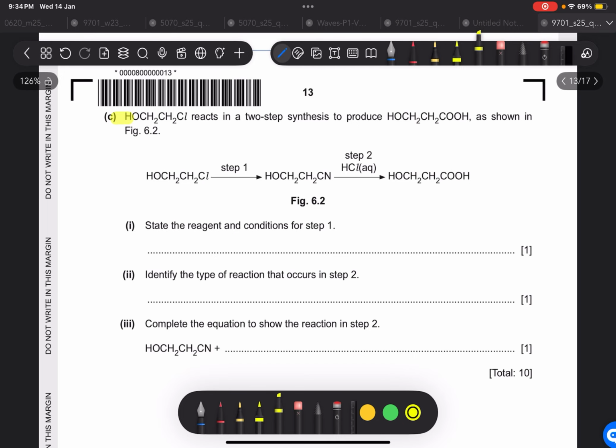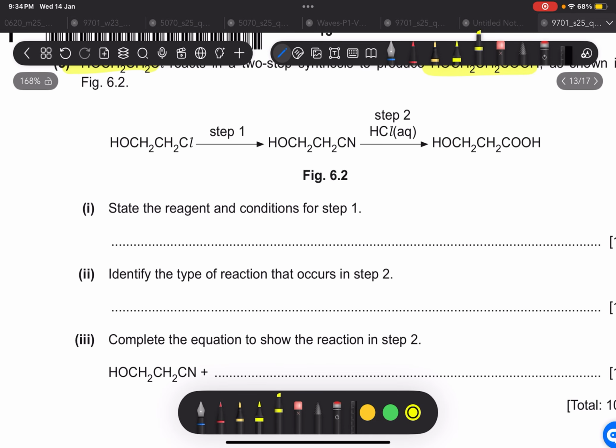This thing reacts in a two-step synthesis to produce this thing, as shown. State the reagent and the conditions for step 1. We are adding a nitrile, so the reagents and conditions are the ones we use to add a nitrile to a halogenoalkane. That is KCN in ethanol.